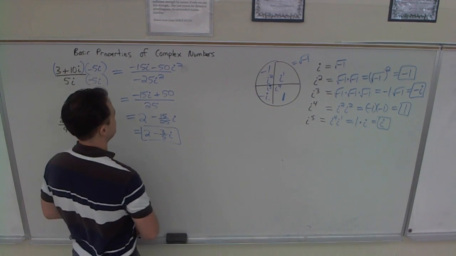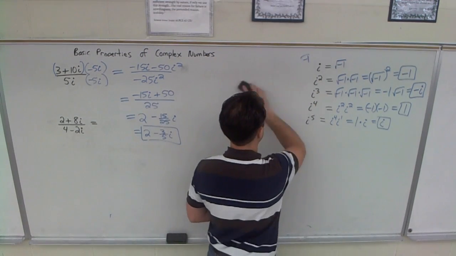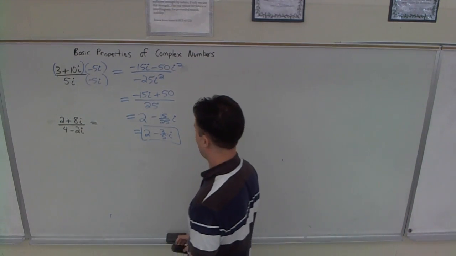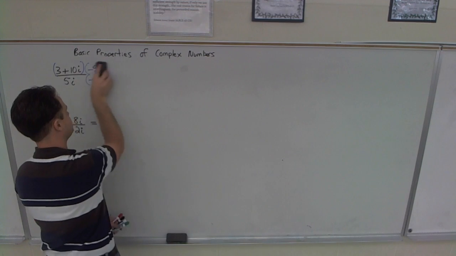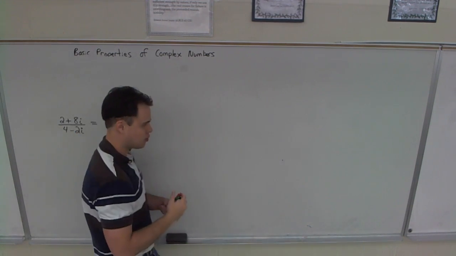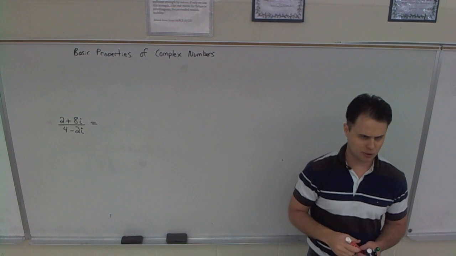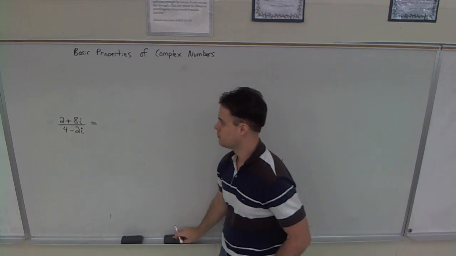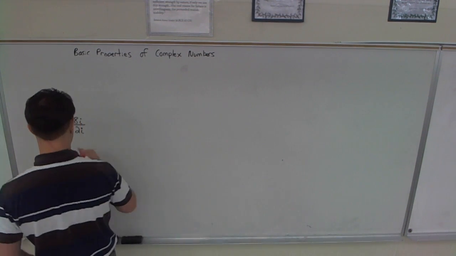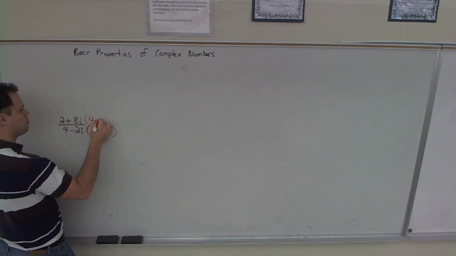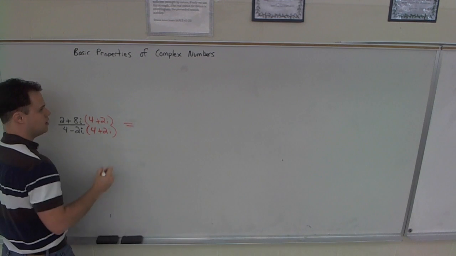Let's do it with one that takes a little bit more work. So I'm going to do the same approach here. Multiply by the conjugate of the bottom. What is the conjugate of the bottom? 4 plus 2i. Yes, sir. If you do it on the bottom, you got to do it on the top. And then you just see what happens.